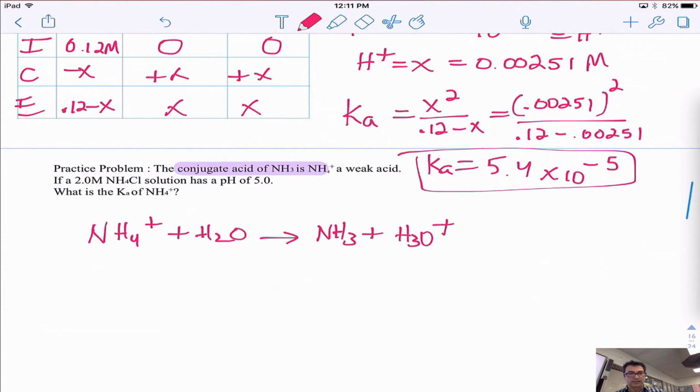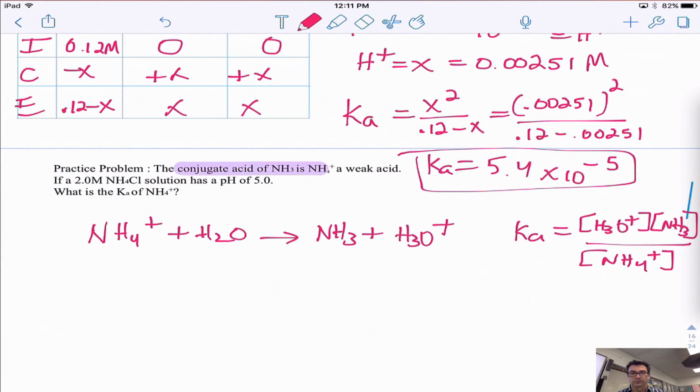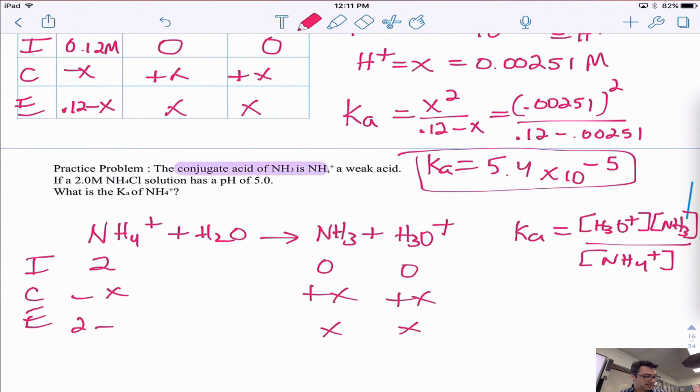Just like I did in the previous example, I can go ahead and write a Ka. Ka is equal to the products over the reactants. Why don't I include the water? You can let me know tomorrow. You can set up a little ICE table right beneath this. Save a little time, don't rewrite the reaction. They're saying that this is 2 molar, 0 and 0, minus x, plus x, plus x, x, 2 minus x.